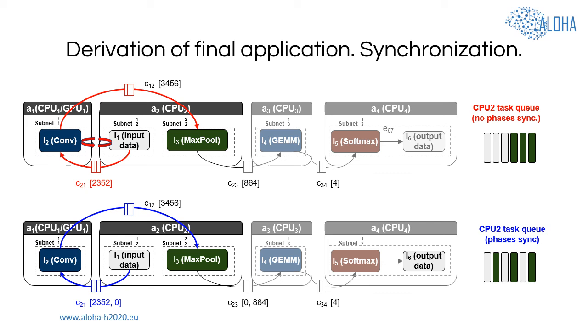To preserve the application pipeline, we introduce phases into codependent actors' execution. The phases specify the order in which the subnetworks mapped on the same CPU or GPU are executed. For example, in the model shown in the bottom part of the slide, execution of actor A2 is split into phases that always follow each other in a strict order, shown on the right side of the slide. The bottom model is an example of the final application derived by our methodology.